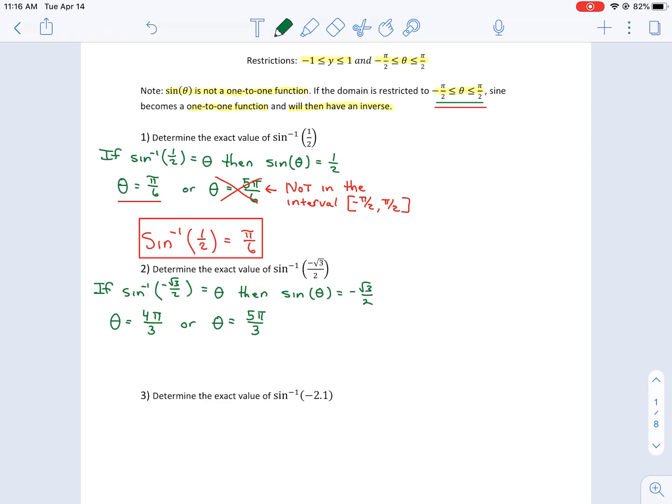And you'll look and you go, wait, neither of those angles are in the interval -pi halves to pi halves inclusive. So what we're going to do is find the negative coterminal angles for each. So the negative coterminal angle for 4 pi thirds is -2 pi thirds. -2 pi thirds is not in the interval.